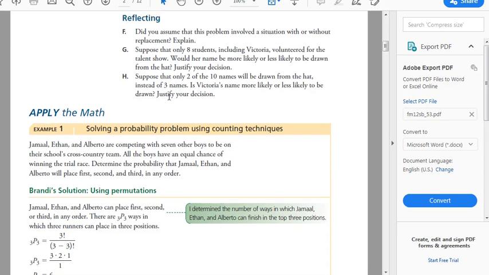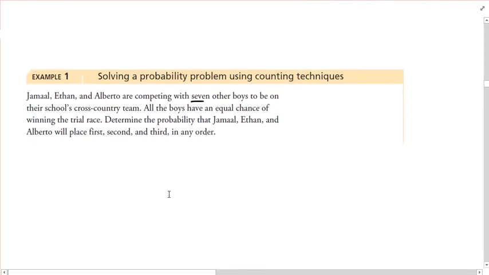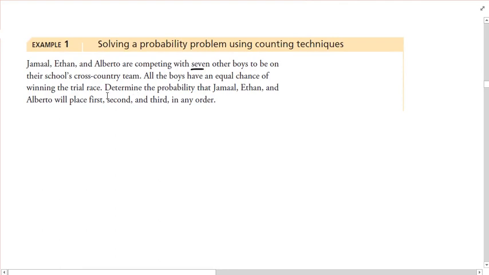We don't have to go over the reflecting questions really, but what we do need to understand is that for the favorable outcomes, you might have to use permutations and you might have to use combinations, right? So here's one, Example 1, if we want to go through this one real quick. It says Jamal, Ethan, and Alberto are competing with 7 other boys to be on their school's cross-country team. All the boys have an equal chance of winning the trial race. Determine the probability that Jamal, Ethan, and Alberto will place 1st, 2nd, and 3rd in any order.